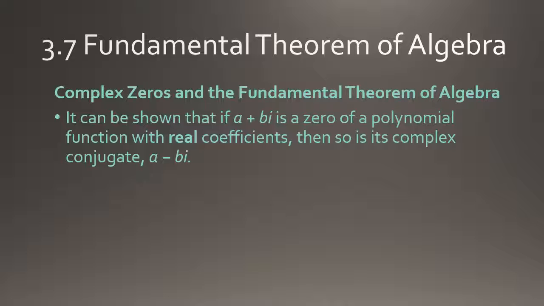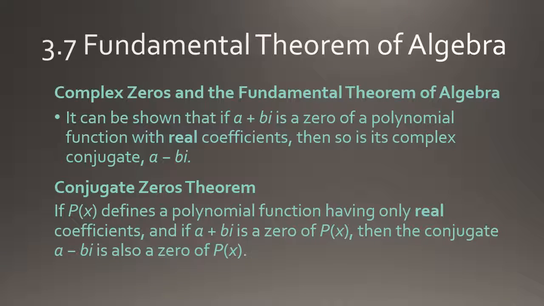a zero of a polynomial function with real coefficients, then so is its complex conjugate, a minus bi. This brings us to the conjugate zeros theorem, which says if p of x defines a polynomial function having only real coefficients, and if a plus bi is a zero of that polynomial, then the conjugate a minus bi is also a zero. This tells us that imaginary solutions never travel alone.